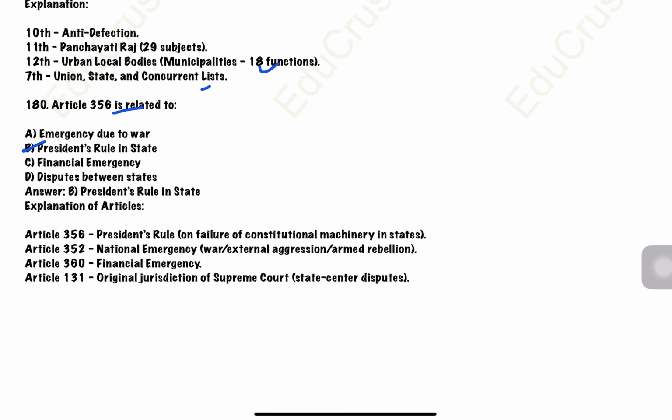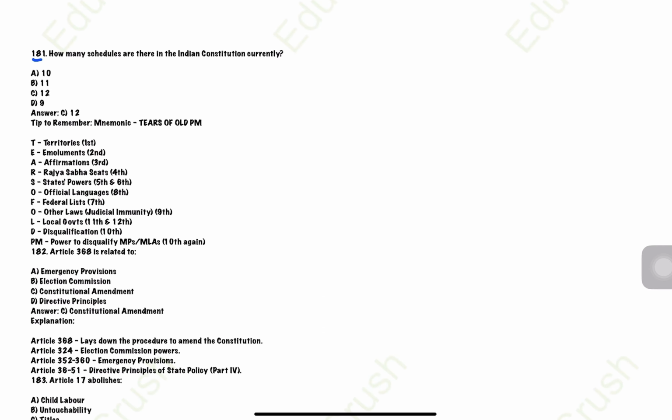Next, Article 352, national emergency in the time of war or external aggression or armed rebellion. Article 360, financial emergency. Article 131, original jurisdiction of Supreme Court, state center disputes. Next, 181st question. How many schedules are there in Indian Constitution currently? So currently 12. So the mnemonic code, that is EduCrush mnemonic code, is Tiers of Old PM.